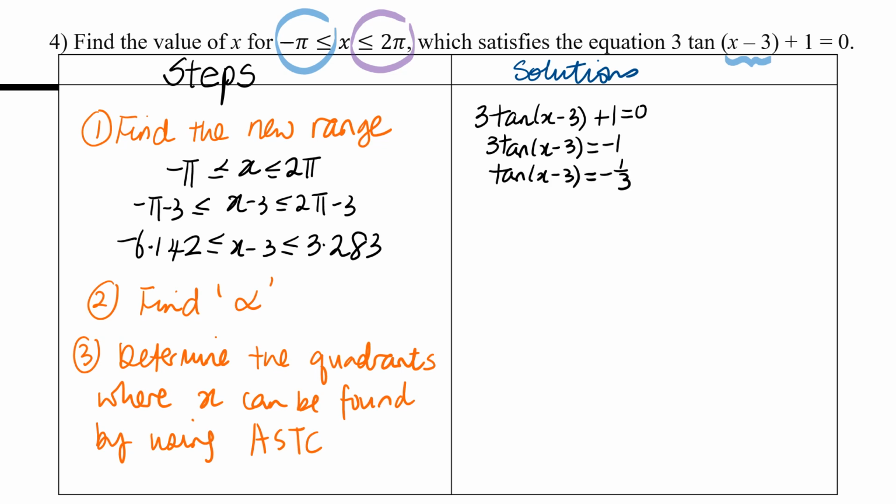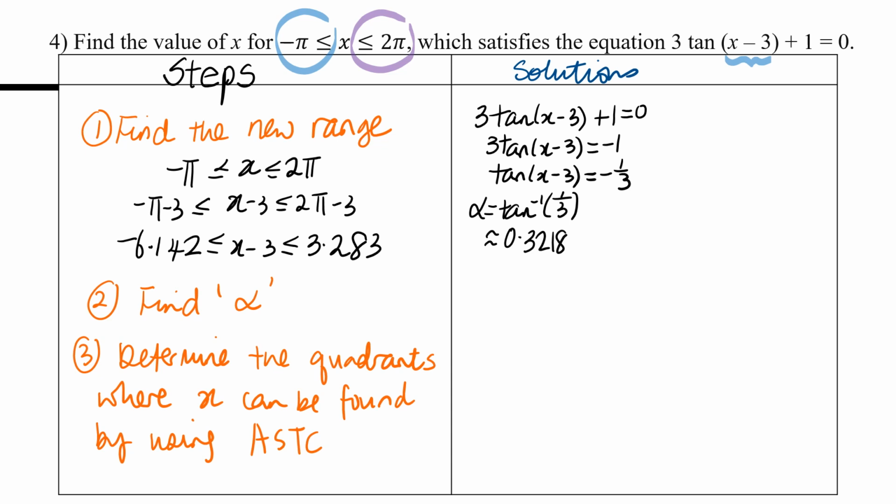Right, let's make tangent bracket x minus 3 the subject. So take the positive 1 to the other side, it becomes negative 1, divide both sides by 3. So you get negative 1/3. All right, so that's step 1. Step 2, find alpha. Tangent inverse 1/3 is always tangent inverse of a positive value. Always remember alpha is an acute angle. So always trigo inverse a positive value.